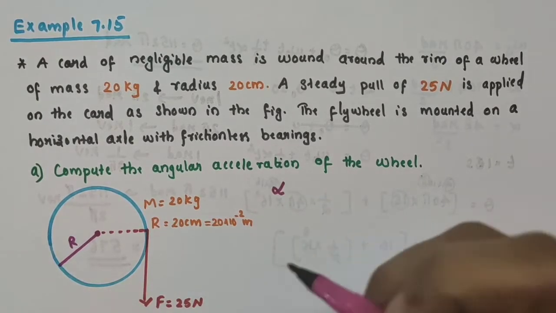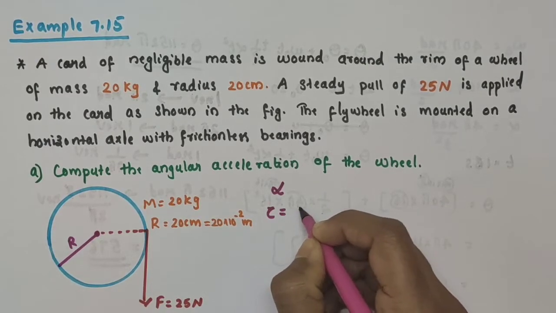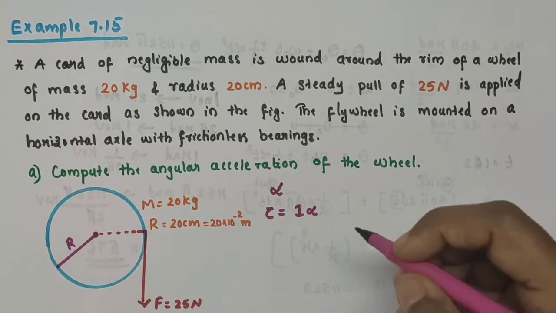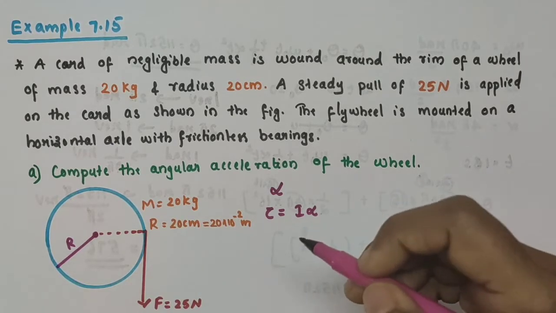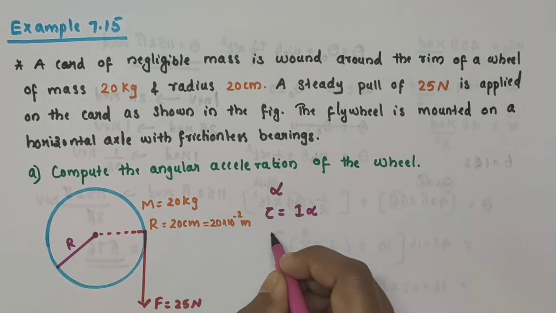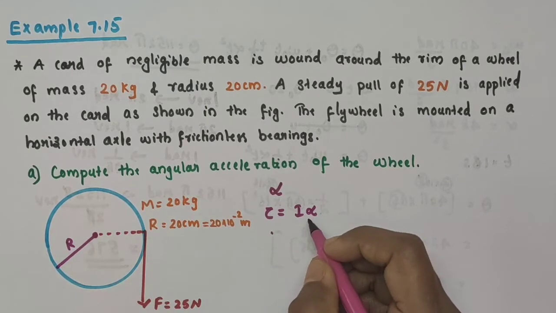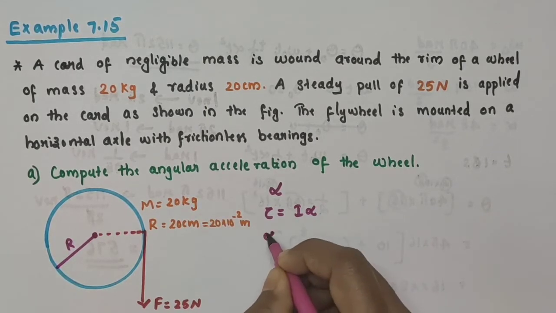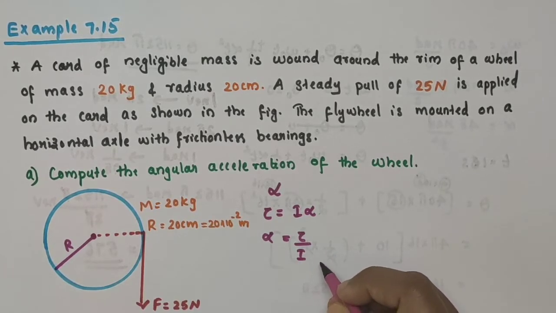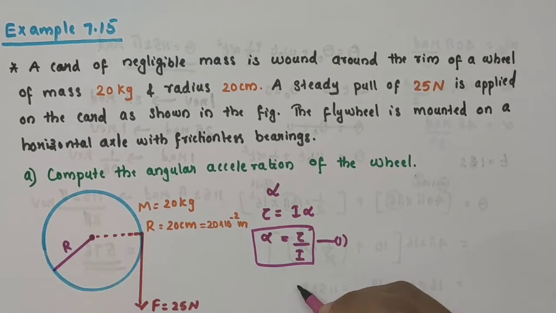From the rotational analog of Newton's second law of motion, we have the equation tau is equal to I into alpha, which we have discussed and derived in our previous video. I will provide the link in the description box. Where tau is the torque, I is the moment of inertia and alpha is the angular acceleration. From this expression we can write angular acceleration alpha is equal to tau divided by I. I am taking this as equation number 1 here.